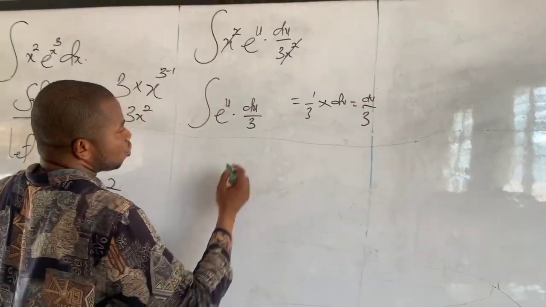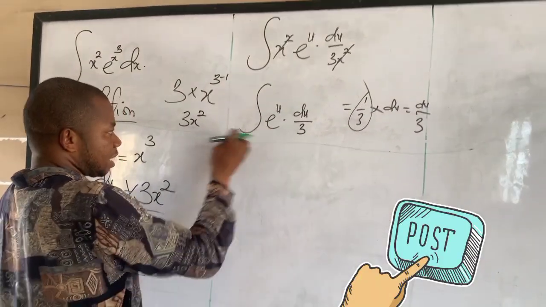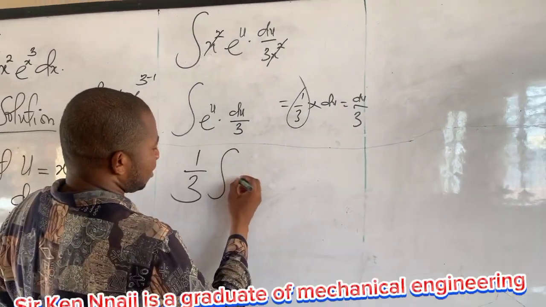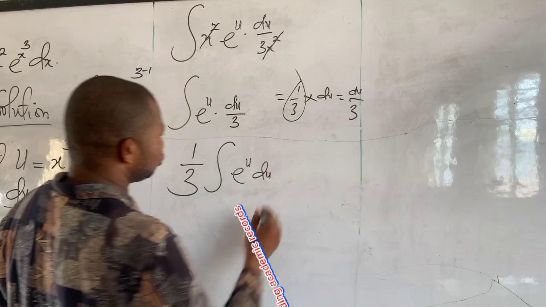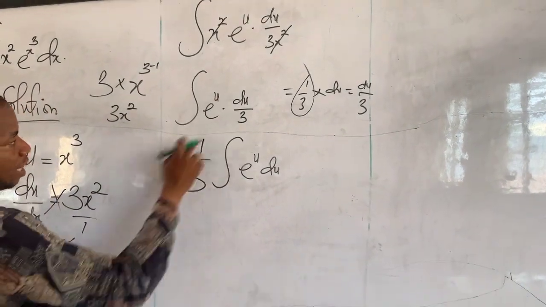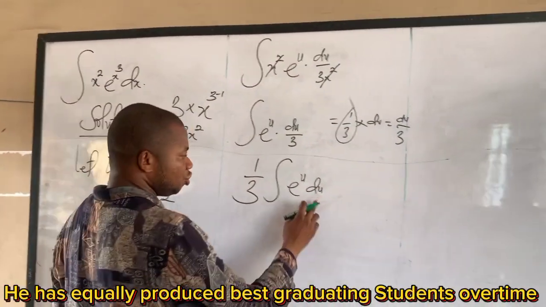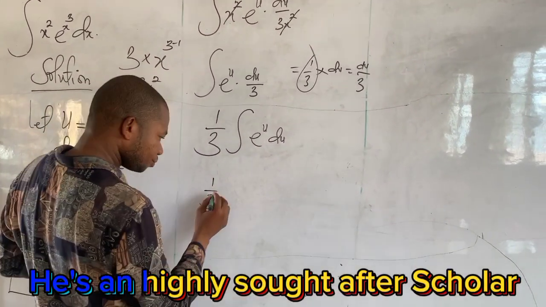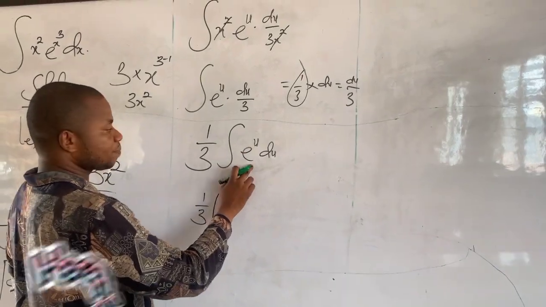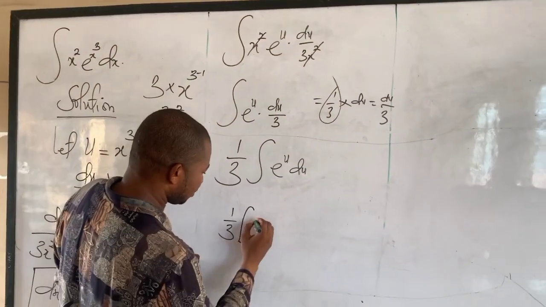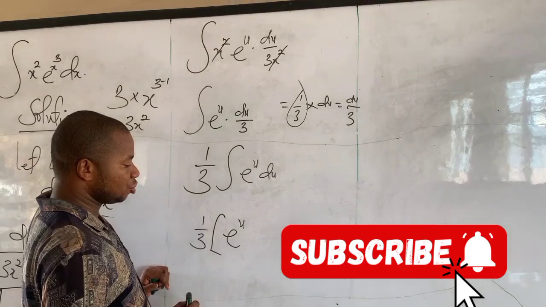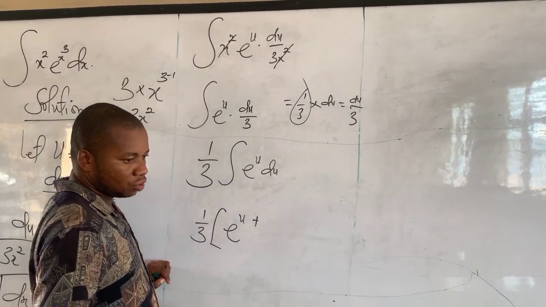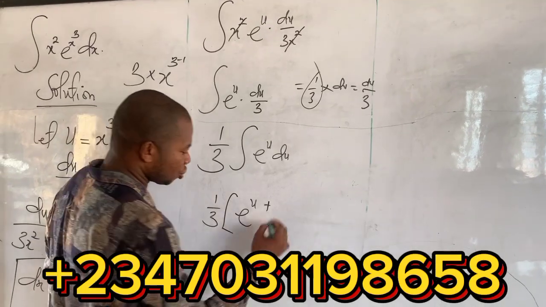This du over 3 means 1 over 3 times du. So I'm going to bring this 1 over 3 outside. So I'm going to have 1 over 3 integral exponent u du, because I've brought the 1 over 3 out and left du. Now this du means that you should integrate what you have here. If you integrate exponent u, you still have your exponent u. Mind you, when you integrate, don't forget to add the constant of integration, which is c.